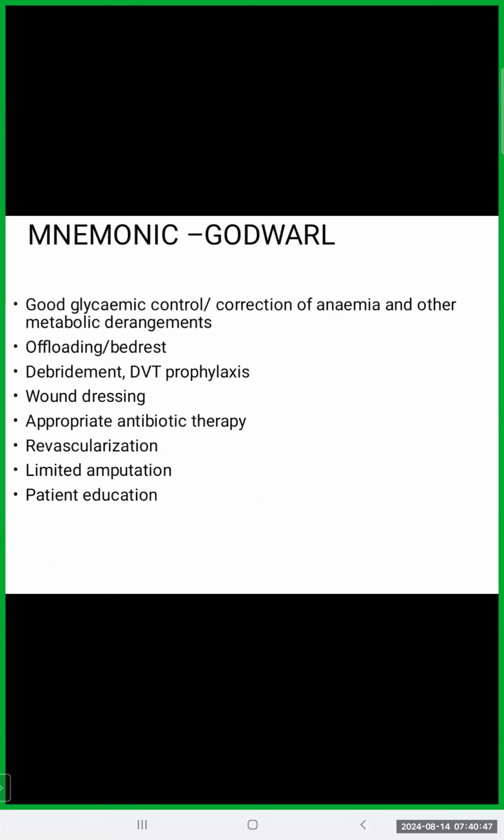There's a mnemonic, GODWARLP, that can be used. I think we had an earlier presentation on diabetic foot syndrome where this mnemonic was given. Still, these same principles are listed, but any one of them can be used. GODWARLP: G, good glycemic control and correction of anemia and metabolic derangements; O, offloading and bed rest; D, debridement; D, DVT prophylaxis; W, wound dressing; A, appropriate antibiotic therapy; R, revascularization; L, limited amputation; P, patient education.